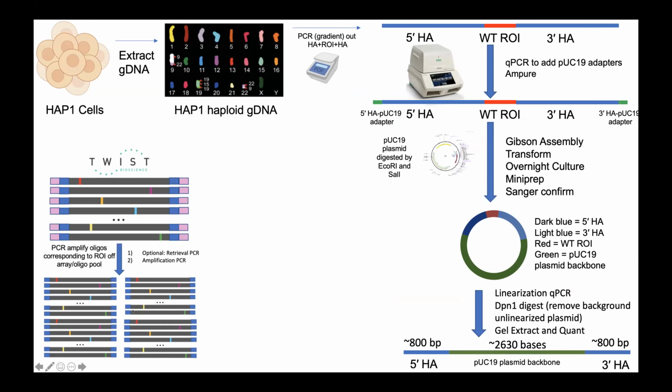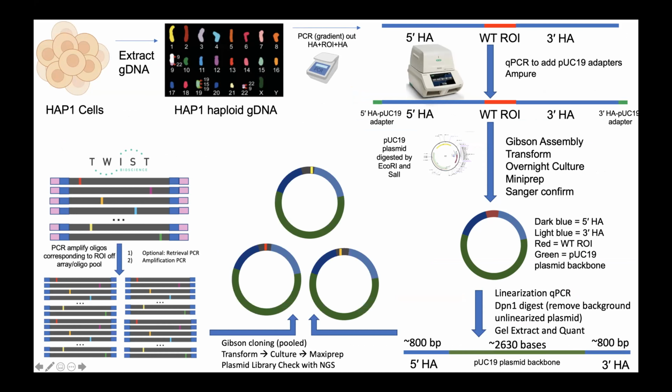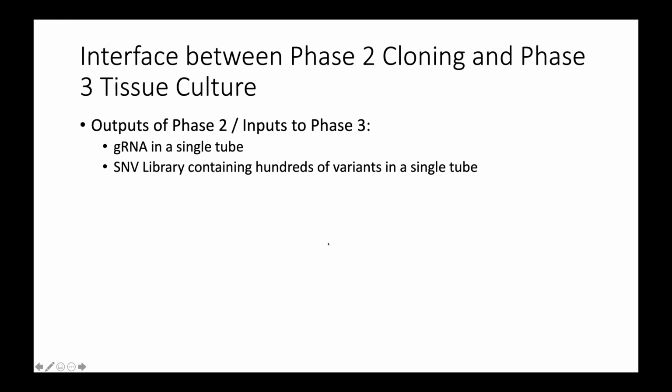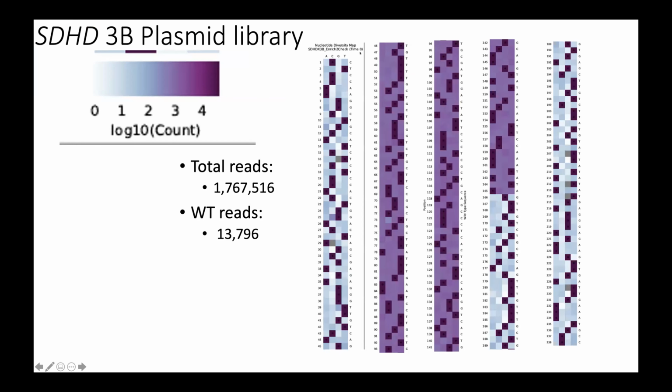This library represents every SNV and every 3 base deletion that we want in our library. And then we do a massive Gibson cloning with a high efficiency transformation, a large culture in a maxi prep, and then we check that plasmid library with next generation sequencing. So you finally end up with this plasmid library where you have each SNV represented from your target loci. And on next generation sequencing, you can see these heat maps where the beginning and the end represent the margin of the amplicons, and the middle represents that region of 120 bases where every SNV is represented. And so this is from the back half of exon 3 of SDHD.